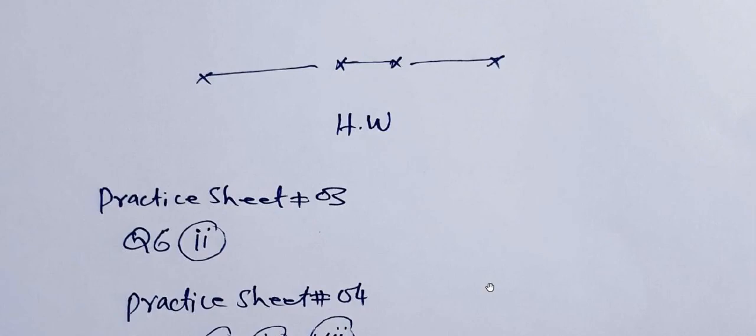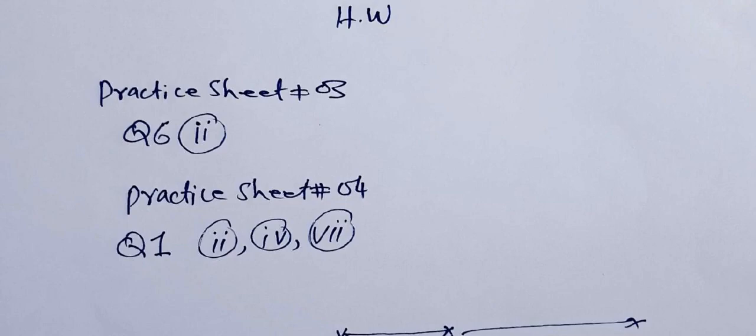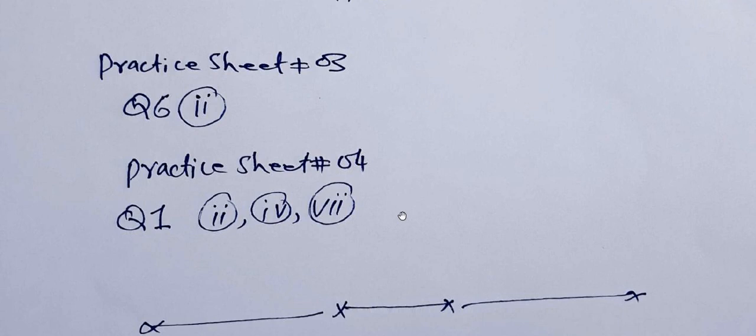Now your homework is, from the previous practice sheet number 3, you have to solve question number 6, part 2. If you solve part 2, I will be very happy. And from practice sheet number 4, you have to solve question 1, second part, fourth part, and seventh part. Some parts I already solved, so the other parts you have to solve yourself.